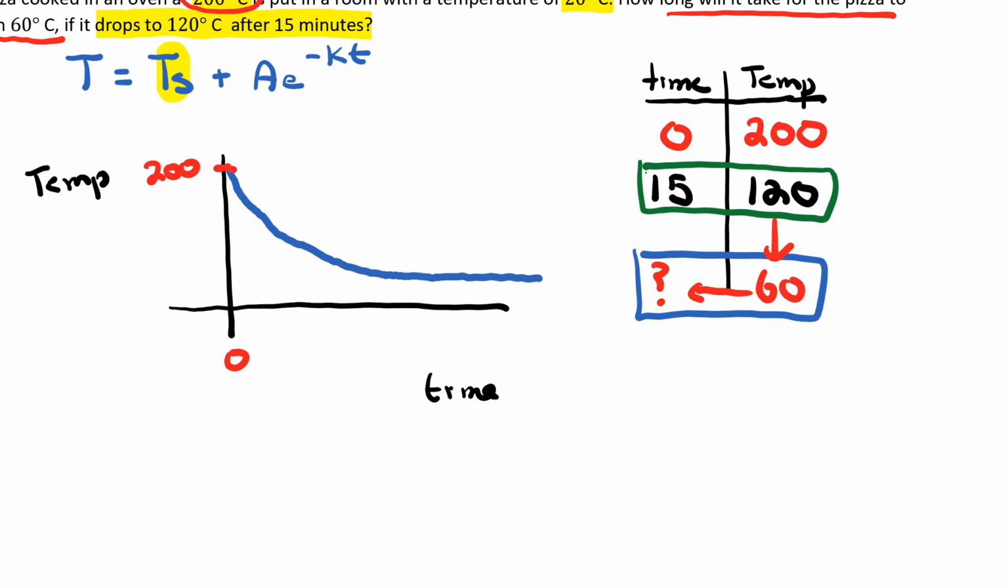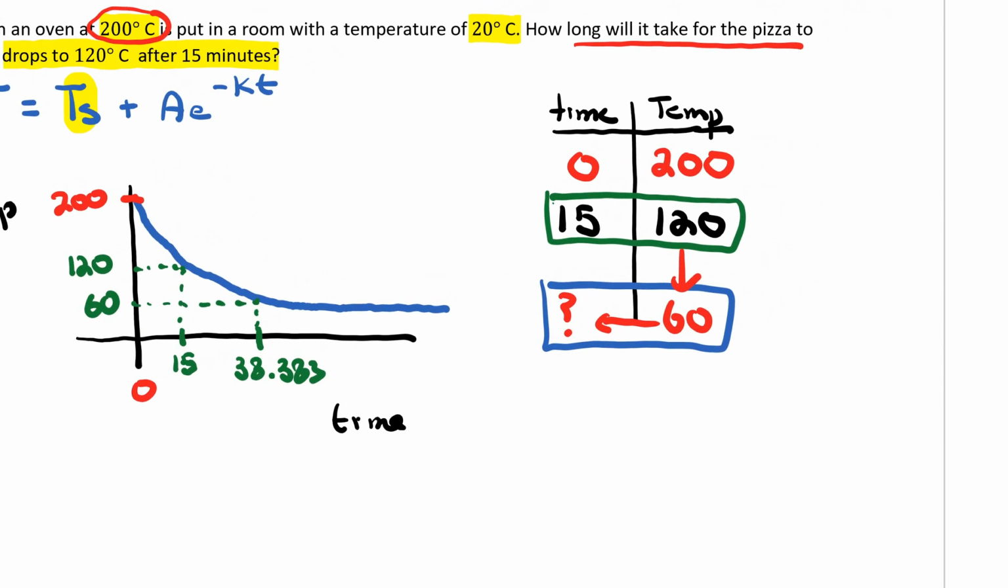Once you're at 15 minutes, if I go straight up, roughly the temperature is going to be 120. And then what we found was at 38.383 minutes, the temperature is going to reach 60 degrees. What we're also saying here is that as time goes to infinity, this thing levels off to a certain temperature.